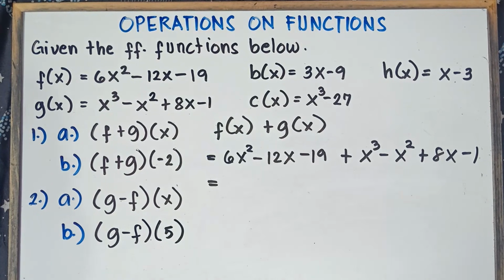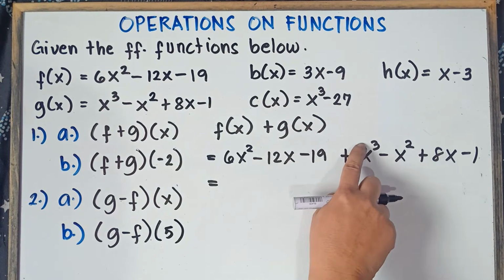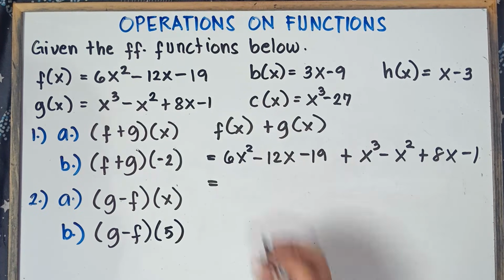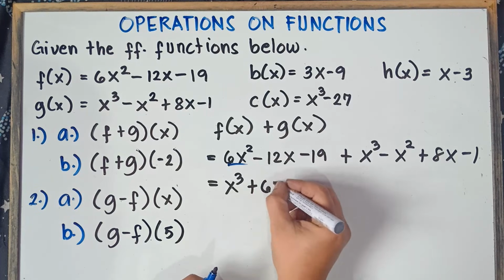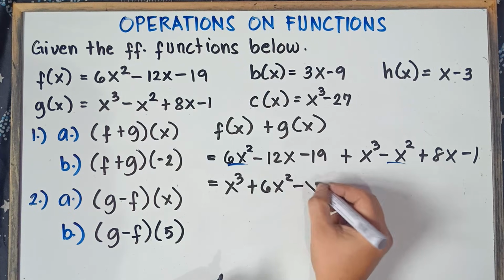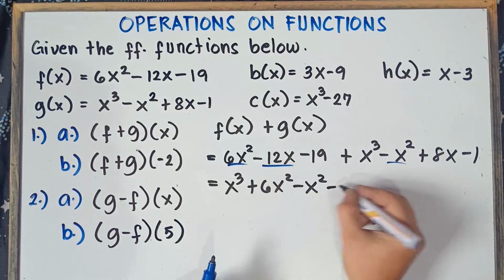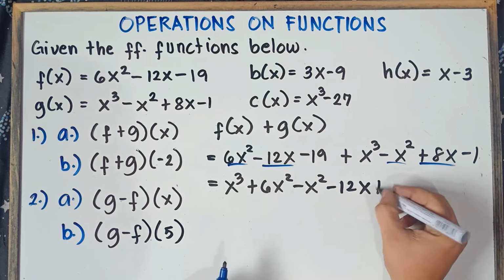So in this scenario class, we can arrange this one. We have x cubed, so we have an exponent of 3. Therefore, this comes first, positive x cubed. And then we have x squared, so positive 6x squared. Another x squared, so minus x squared. And then we have negative 12x, and then positive 8x.